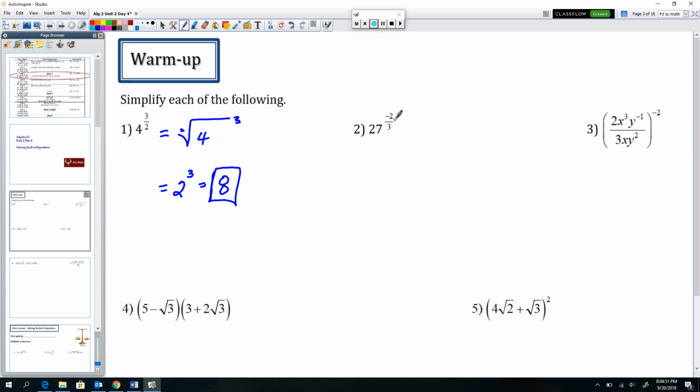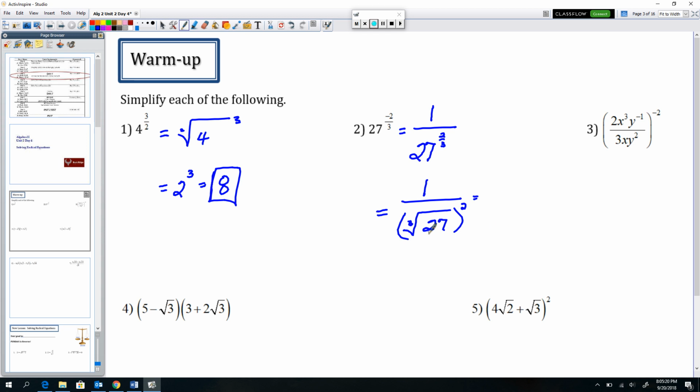On number 2, we have a negative fractional exponent. So the first thing I suggest you do is put this whole guy on the bottom of a fraction so that you can turn that exponent into a positive 2/3. And then while you're working on this on the bottom of the fraction, you take this fractional exponent and you turn it into the cube root of 27 raised to the 2 power.